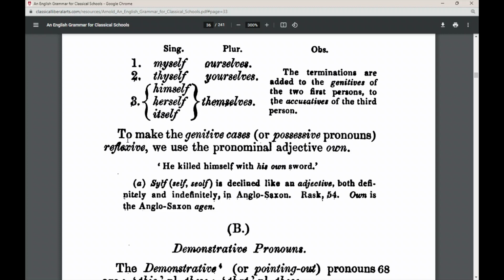We read a note here: to make the genitive case reflexive, we use the pronominal adjective own. And you see an example here in small print: He killed himself with his own sword. Own is used to express the genitive case and show possession.